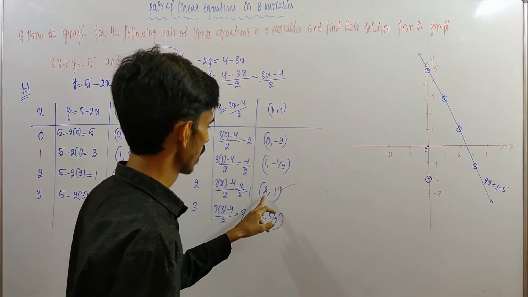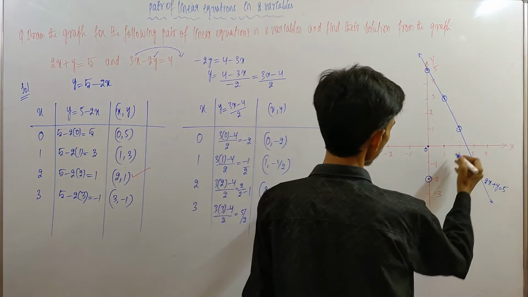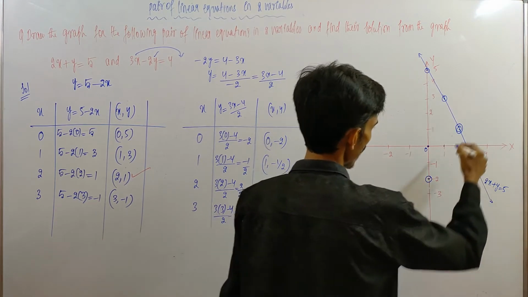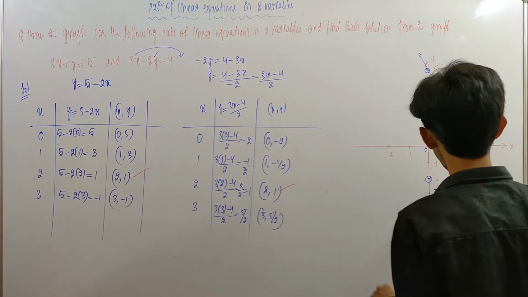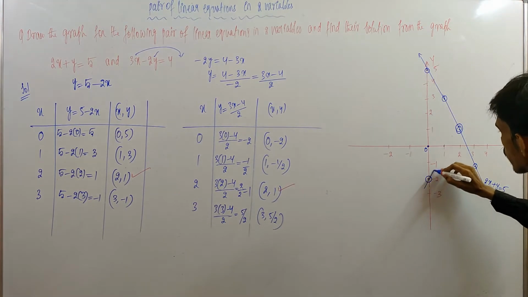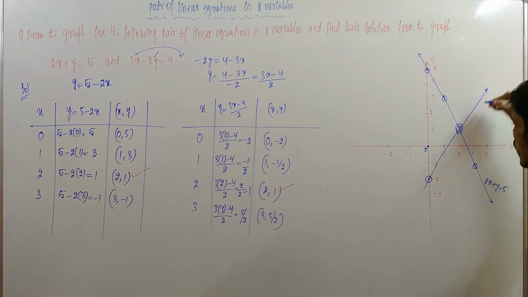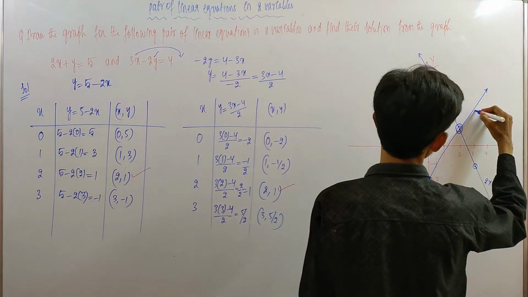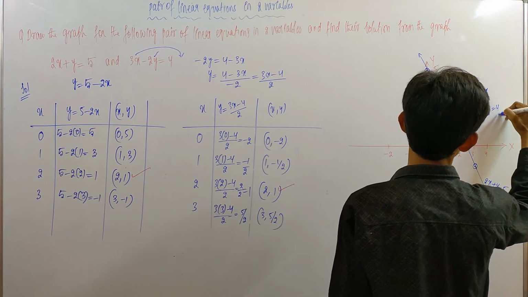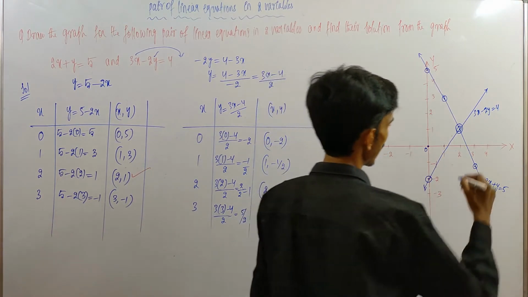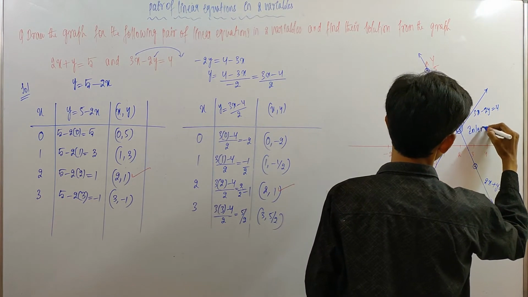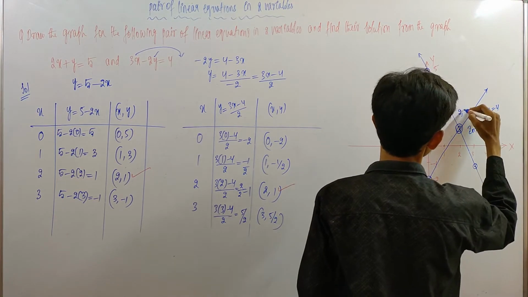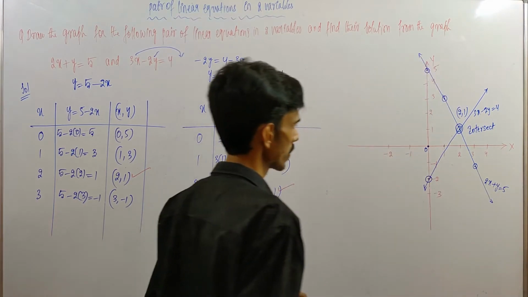Then this point 2 comma 1. Here 2 is there, 1 is there. So again this point is plotted. Now we have these 2 points. If we join these 2 points, we will get a straight line, that is the second straight line. This is 3x minus 2y is equals to 4. These 2 lines intersect at 2 comma 1. So this point is 2 comma 1. This is the solution for these lines.